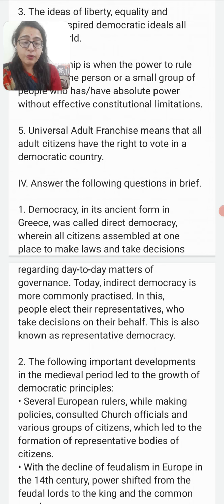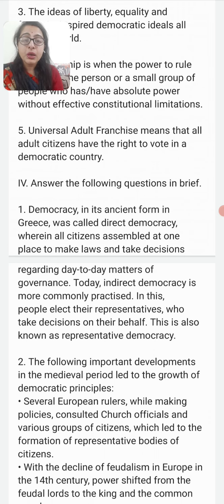How is democracy of today different from the democracy that was followed in ancient Greece? Okay, so how today's democracy is different from a democracy at that time. So democracy in its ancient form in Greece was called direct democracy, wherein all citizens assembled at one place to make laws and take decisions regarding day-to-day matters of governance. Okay, they assemble there and they take the decisions.